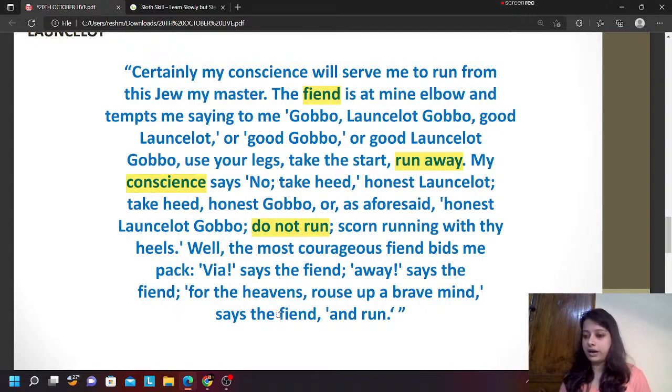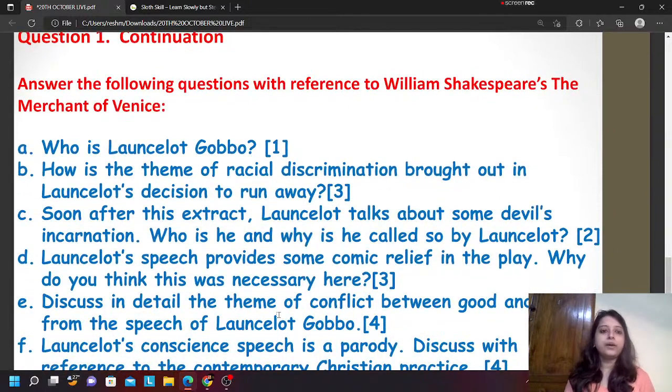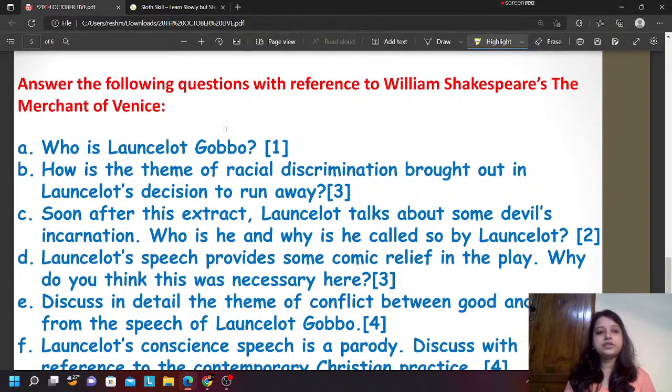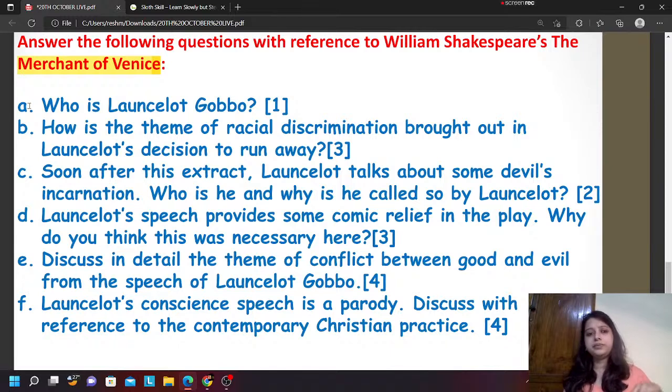Four portions I have marked, and you will get a question from these parts. Okay. I believe you have all read the extract. Now we will move to the questions. Question number 1. Answer the following question with reference to the same extract of Merchant of Venice. This is of course Act 2, Scene 2. The initial page, the first page only, you will get this extract. I believe the questions are clearly visible.